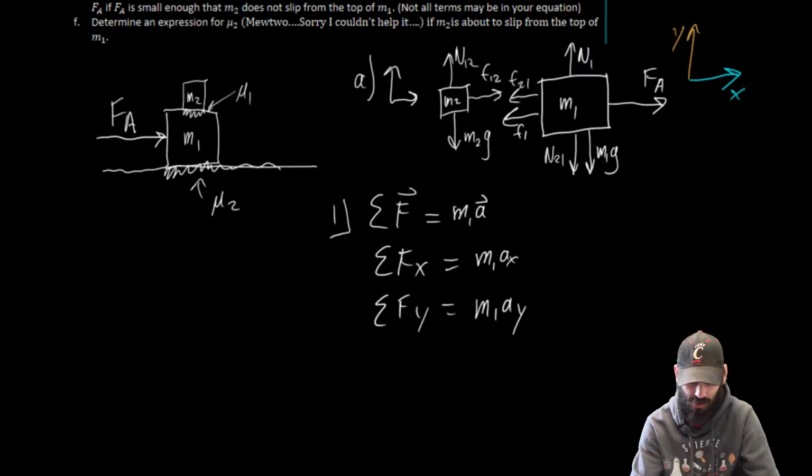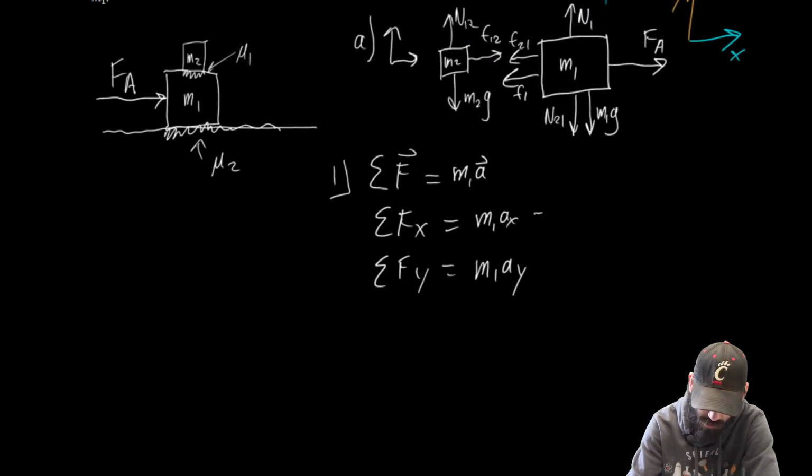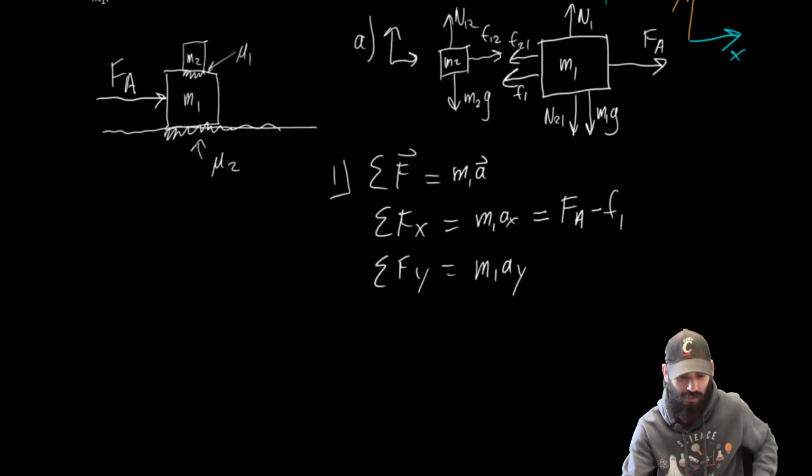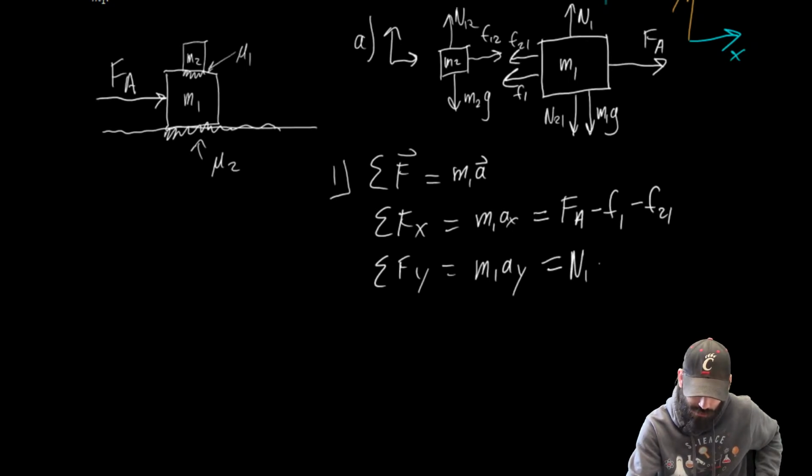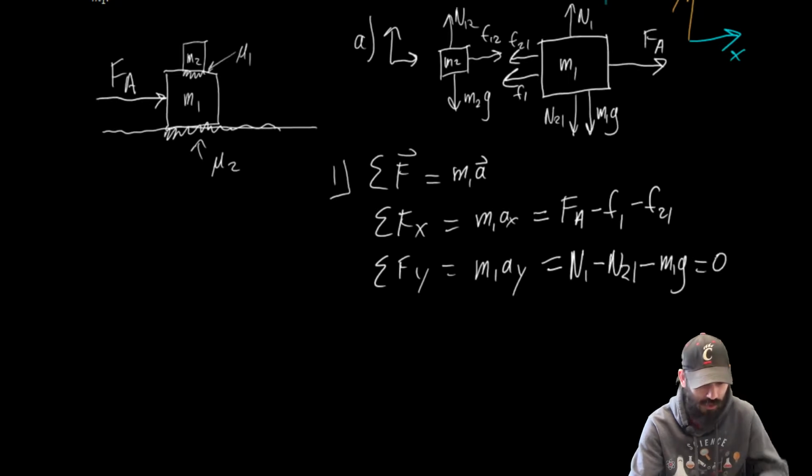So summing the forces in the x direction, this is going to be equal to the applied force minus the force of friction that the table acts on the block, minus the force of friction that the other block is acting on this. Okay. Summing the forces in the y direction says this is going to be equal to N1 minus N21 minus M1G. And this one happens to be equal to 0 because the acceleration is going to be 0.